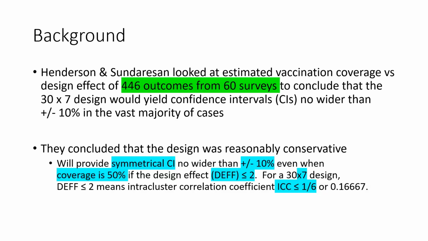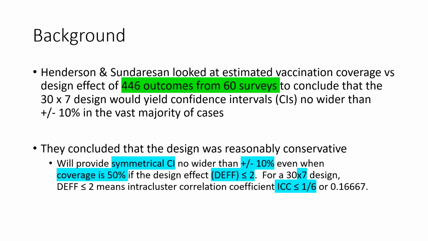And they show in a little table that's laid out almost in a graphical way that for the vast majority of those surveys, the confidence intervals are narrower than plus or minus 10%. And so they suggest that this one size fits all design for that time period, when you calculate a symmetrical confidence interval, in most cases will be no wider than plus or minus 10%. Even if coverage is at its worst value for calculating a proportion, of course, that's 50%, that gives you the widest confidence interval. In that situation, the design effect would be smaller than 2.